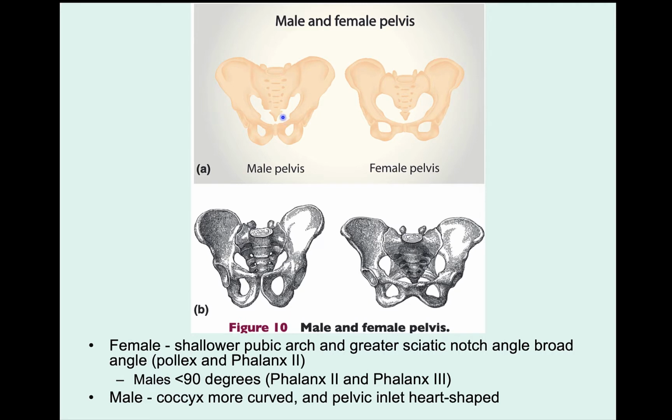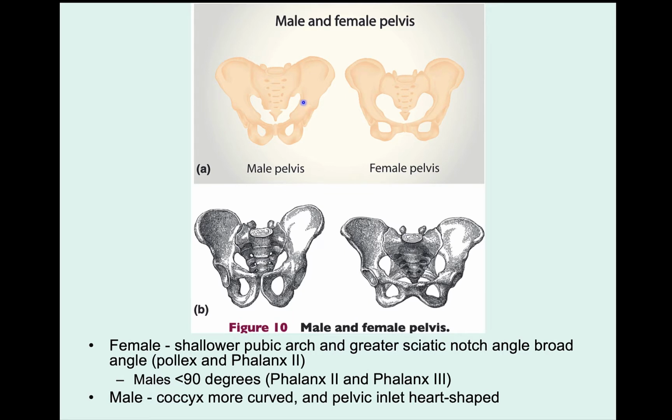The other characteristic you can look at is the coccyx. In a male, the coccyx protrudes forward or underneath, whereas in the female, it actually points more inferiorly. And again, that is to get it out of the way so that pelvic inlet is more open for a baby to pass through.